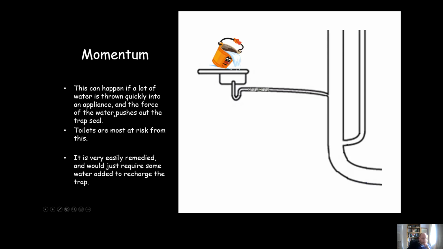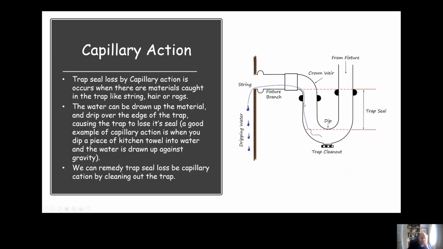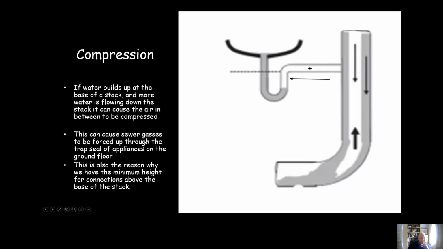Momentum, this is probably most at risk in a toilet, for example. If you chuck a bucket of water in the toilet, it can take the trap seal with it, but it's easily remedied. You just put some water in it to recharge the trap. Capillary action, like we've talked about, could be like if you have a rag or some string, or some hair even, which is caught over the edge of the trap, and it can pull some of the water up through it by capillary action, and that can drip away off into the drain. So you can fix that by clearing out the trap normally.